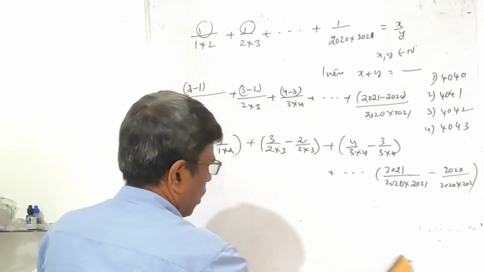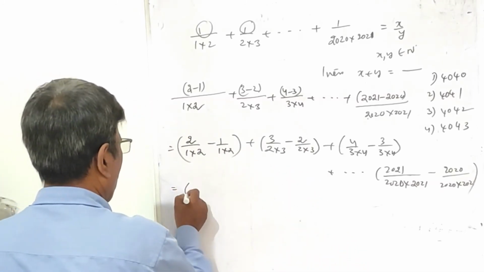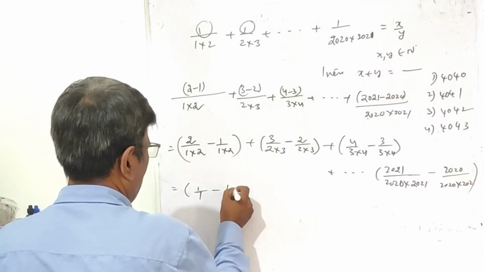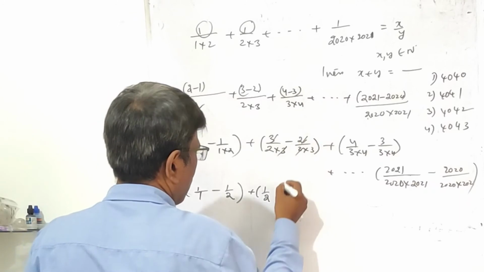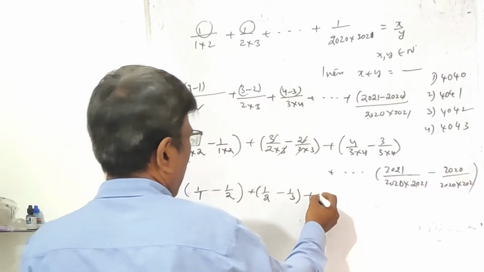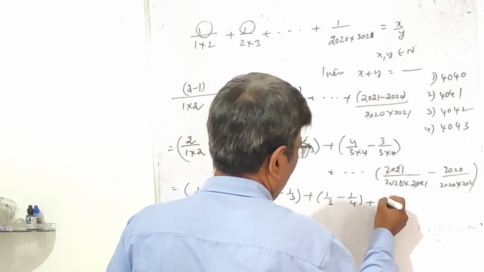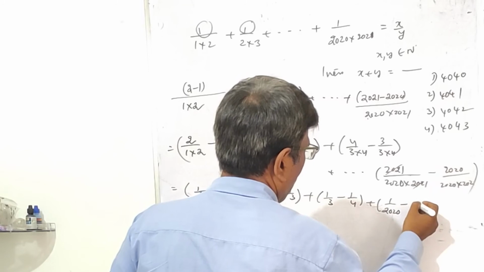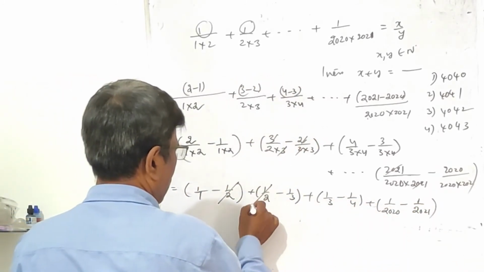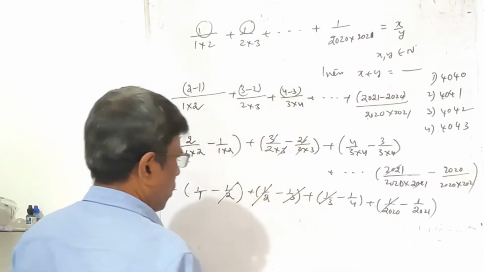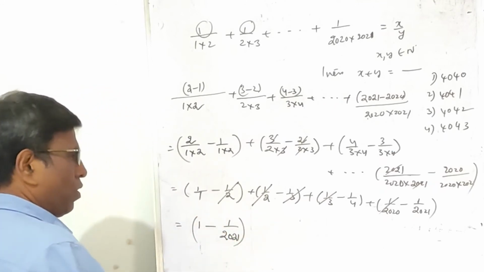Now, try to understand the concept. This is 1 by 1 minus 1 by 2. Then 1 by 2 minus 1 by 3. Then 1 by 3 minus 1 by 4. The last is 1 by 2020 minus 1 by 2021. So 1 by 2 cancelled, 1 by 3 cancelled, all the middle terms cancelled. What remains is 1 minus 1 by 2021.